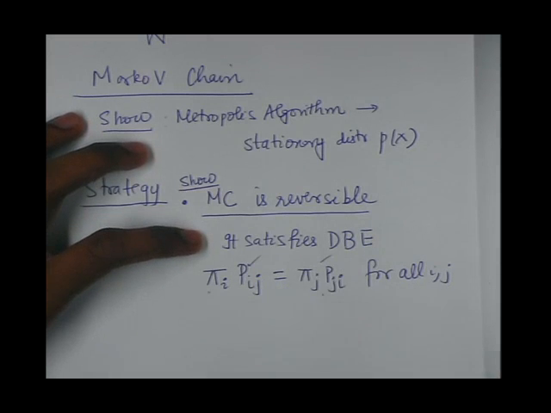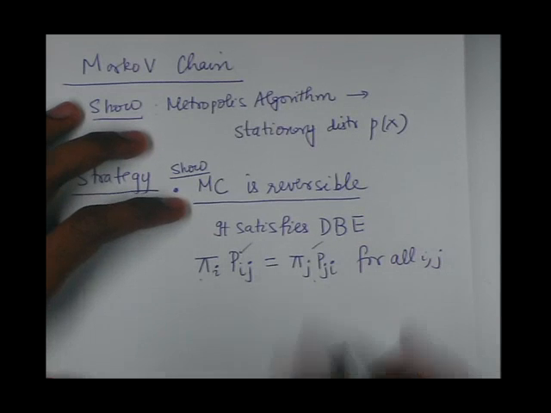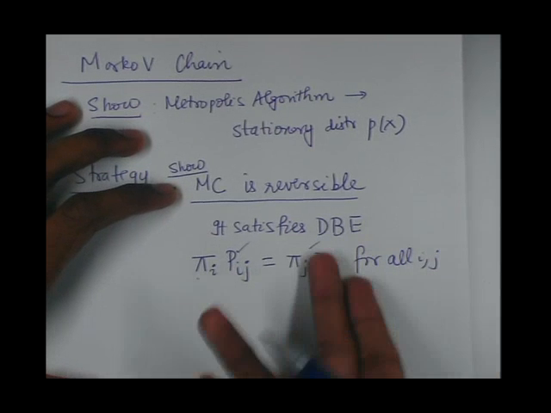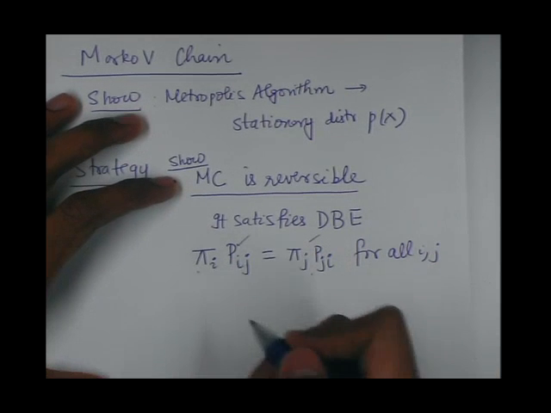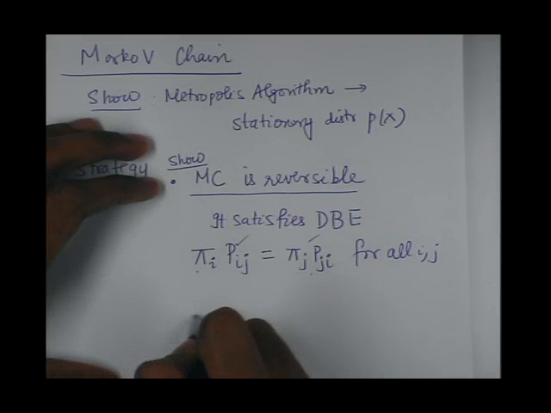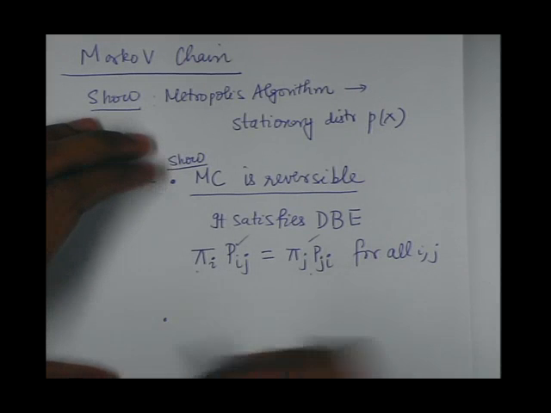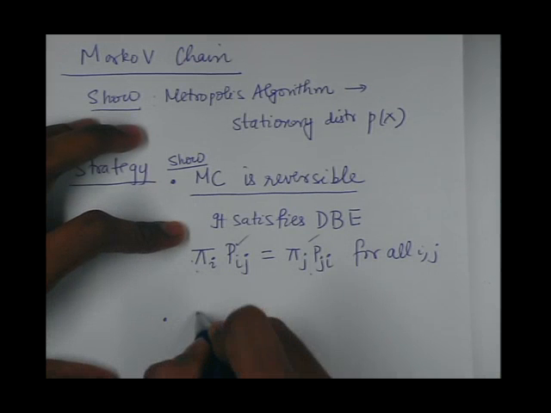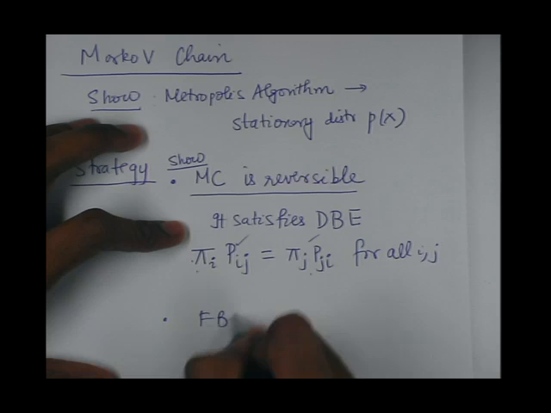If you're able to solve for pi i and pi j, it means that you have found a distribution which satisfies the detailed balance equation, and therefore the Markov chain is reversible. And if that is true, you can then find the stationary distribution easily, because if it satisfies the detailed balance equation, it satisfies the full balance equation.